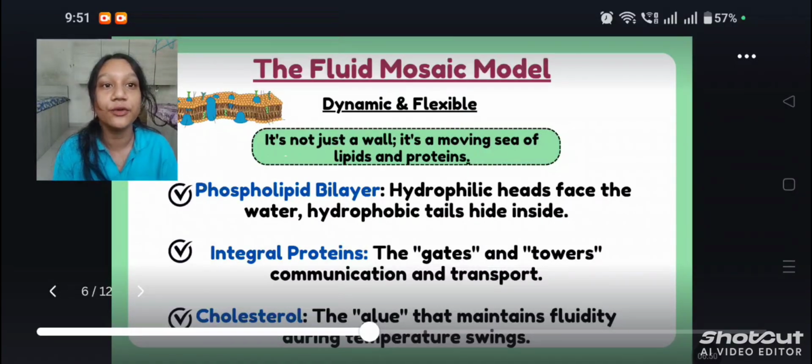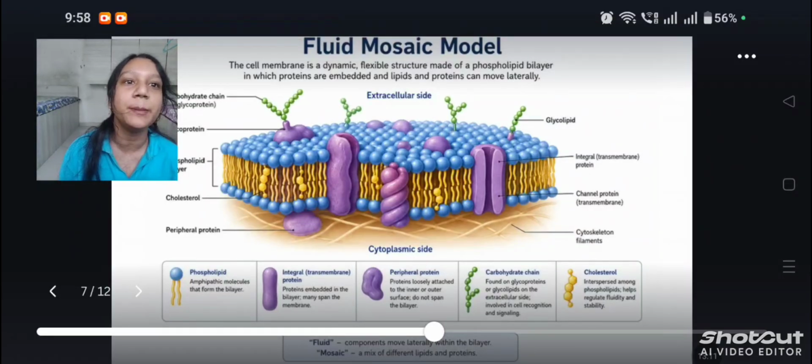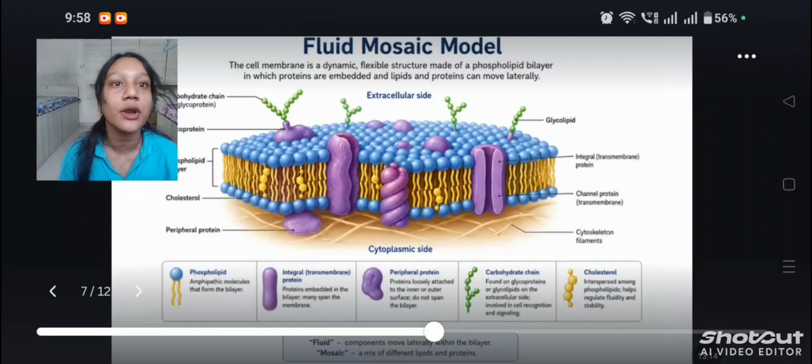Now let's see the fluid mosaic model in a structure. The cell membrane is a dynamic, flexible structure made up of a phospholipid bilayer in which proteins are embedded, and lipids and proteins can move laterally. This is what we call the fluid mosaic model. As you can see here in this structure, there are many things present. First, the two phospholipid layers, one facing extracellular while the other is facing the cytoplasmic side. We can also see the integral proteins which are embedded in the bilayer and many span the membrane. There are also peripheral proteins which are loosely attached to the inner and outer surface and are not spanning the bilayer.